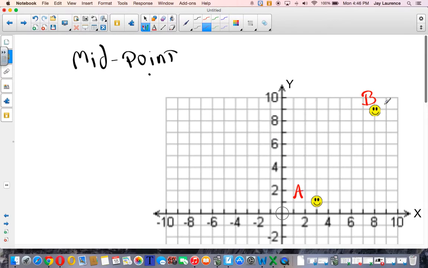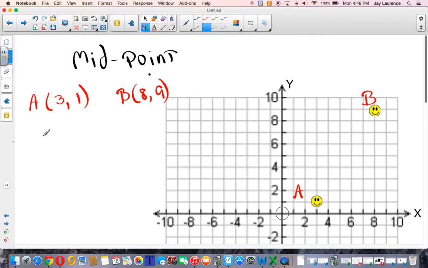Like I've got point A and point B right here. I need to find the coordinates that are in the middle. Point A is located at (3, 1), right? And point B is located at (8, 9). What numbers are in the middle?